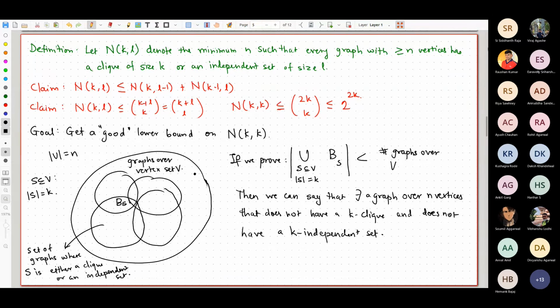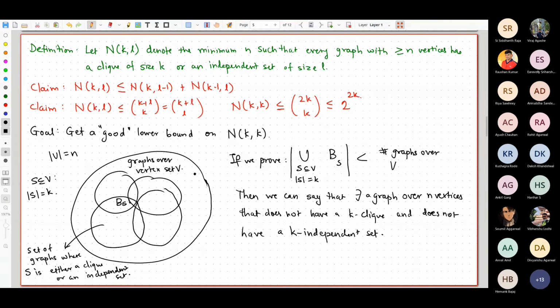And what is that indirect route? We will look at the set of bad graphs, right? What is a bad graph? A bad graph is a graph which has an independent set of size k or a clique of size k. And we'll prove that this is a strict subset of the set of all possible graphs on that vertex set. Once we do that, we are done. Right, so what we will do is classify all the bad graphs depending on where the badness of that graph lies. It could lie in several places, so therefore a graph can be bad for several reasons.